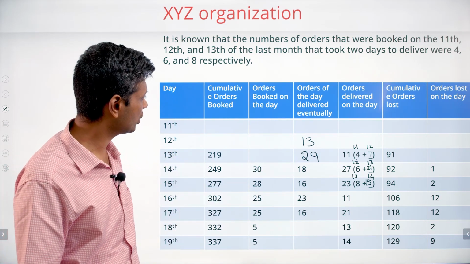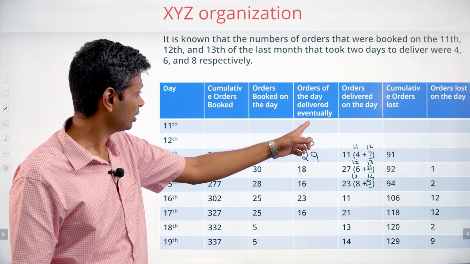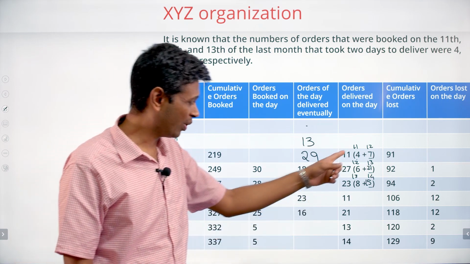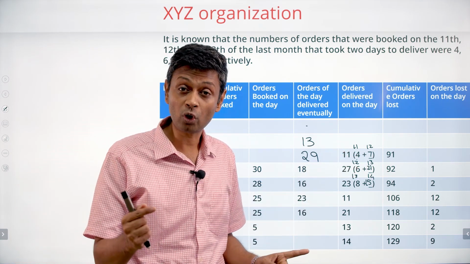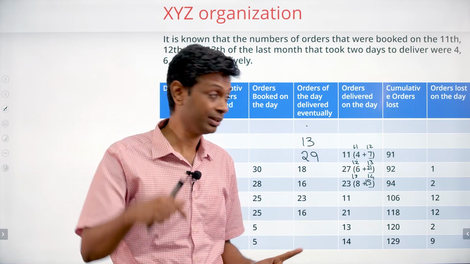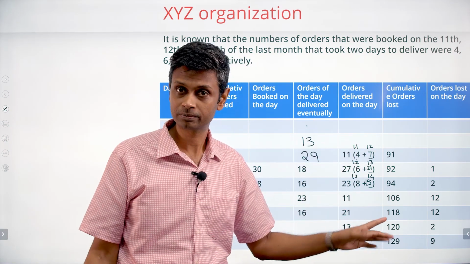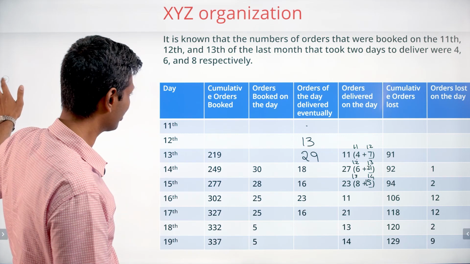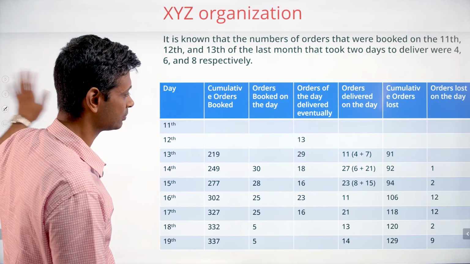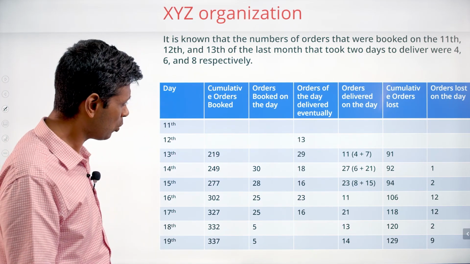And orders on 11th here that were eventually fulfilled, one is this 4, but a bunch of orders for 11th would have been delivered on 12th. We don't have that number. So we can't fill this in. These two we can fill. Okay? Lovely. So let's fill that also. 13 and 29. Now what else can we fill?